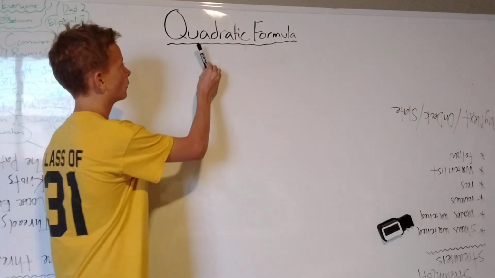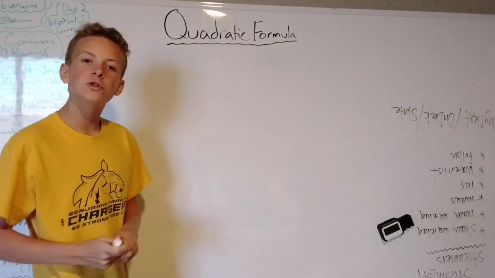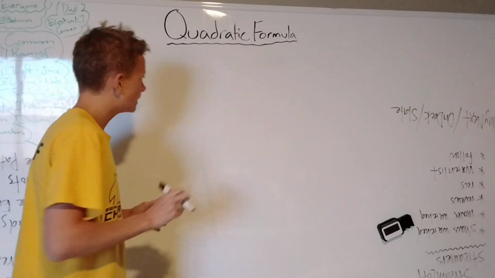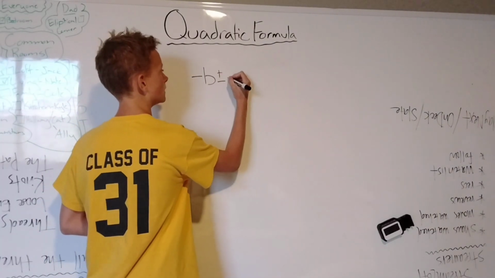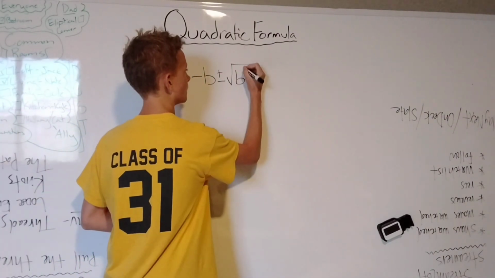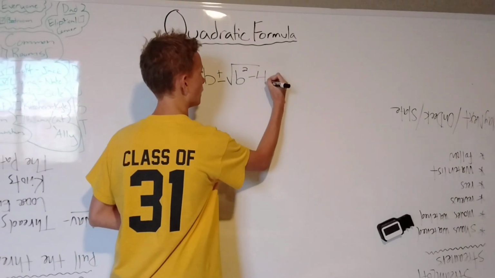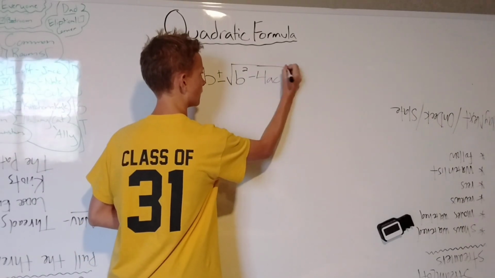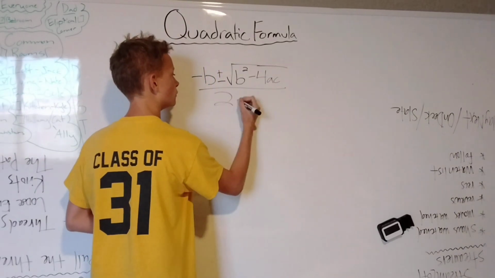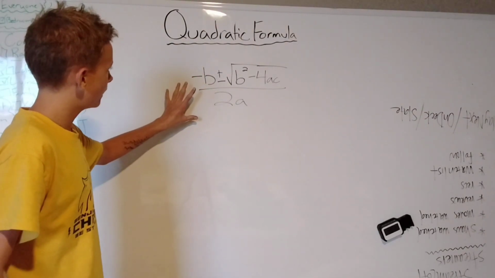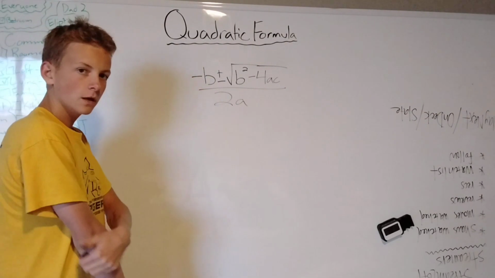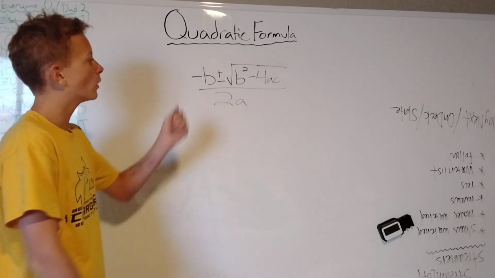Basics of the quadratic formula, okay? So the quadratic formula is negative b plus or minus the square root of b squared minus 4ac over 2a. Okay, so that's the quadratic formula. And basically, what are these letters?